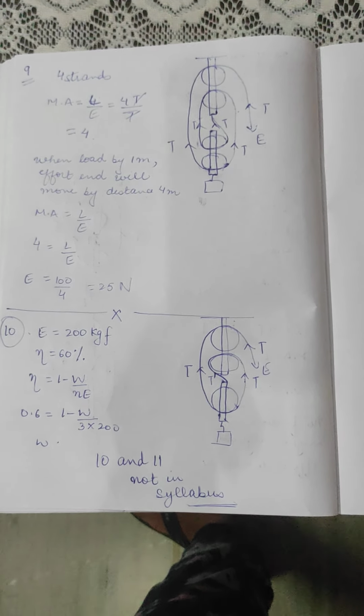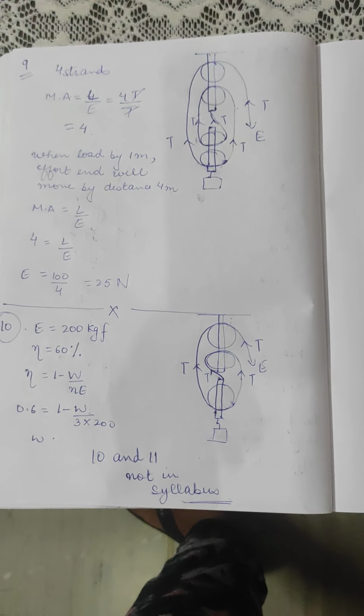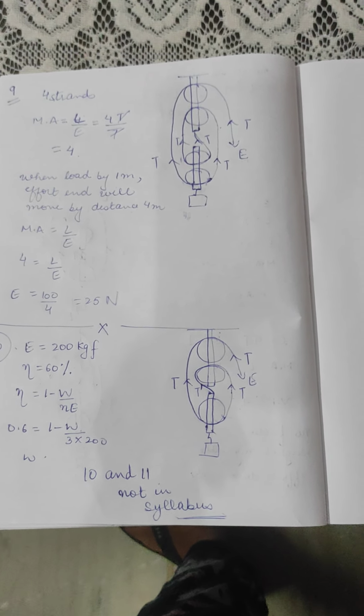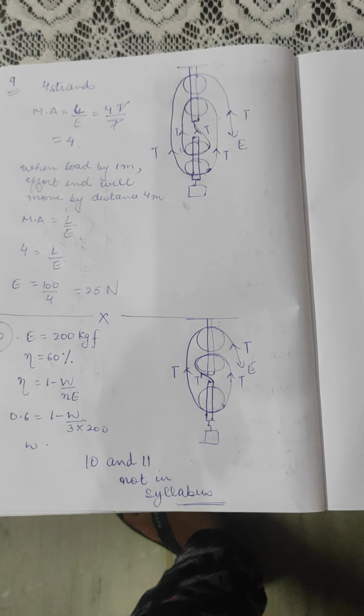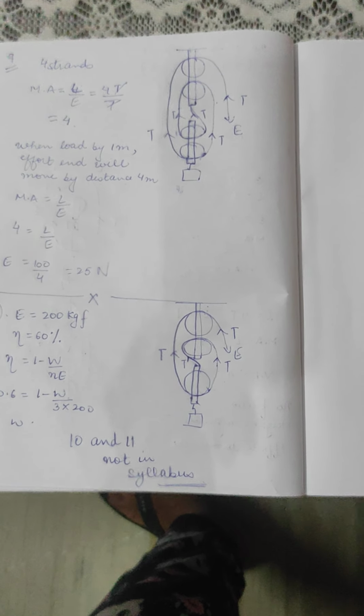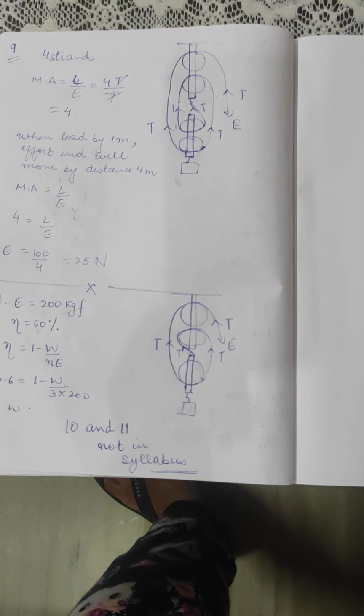Okay, load is now given to you. They are saying 1 meter movement. So how much will it move? By 4 meter. Fine, it will move by 4 meter. The displacements, DE and DL, we have there. So for the movement of DL, DE will be equal to 4 meter. This we have already discussed when we did the block and tackle system.